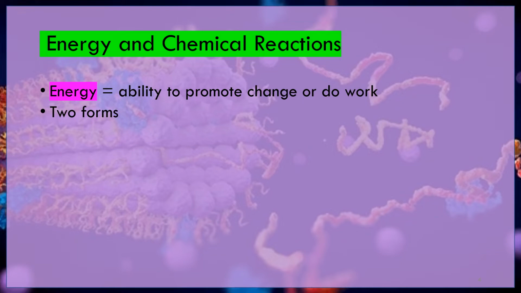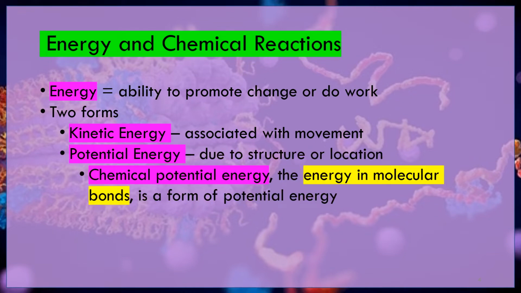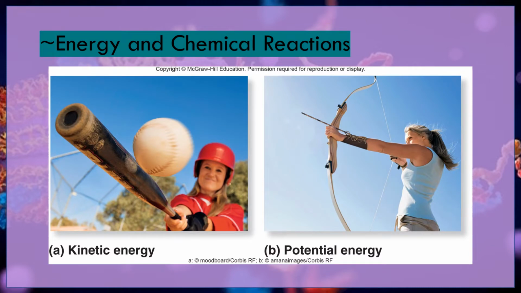The first one is kinetic energy, which is always associated with movement. And the next one is potential energy due to structure or location. And mostly we'll be focusing on chemical potential energy, which is the energy in molecular bonds as a form of potential energy, such as ATP. An example of kinetic energy is hitting the ball with the bat, and potential energy is the arrow from the bow pulling backwards.